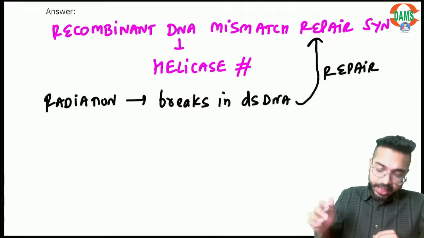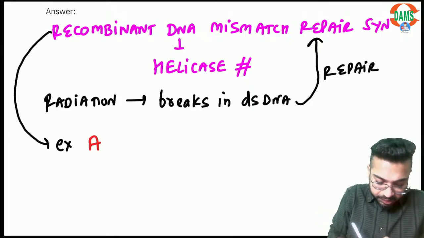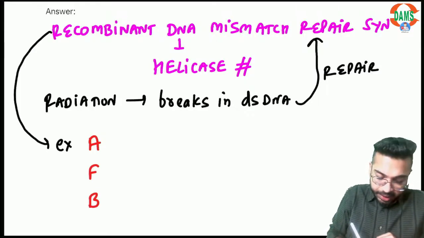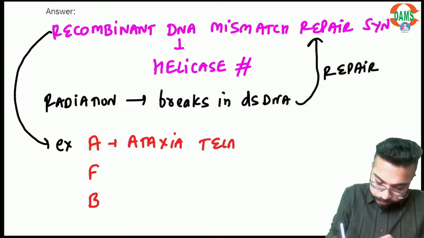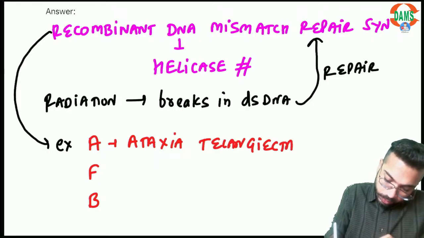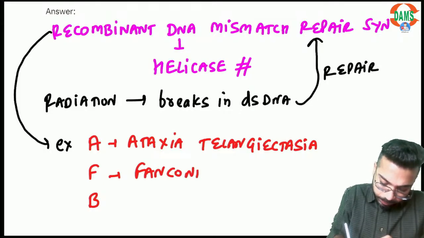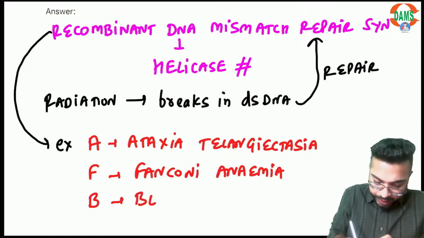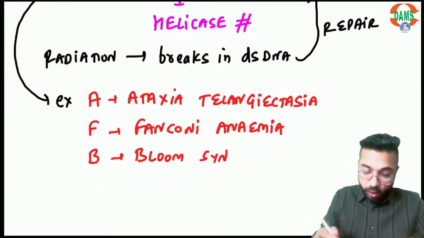And if there are DNA repair syndromes, the important three main ones we discussed in class are AFB. A for ataxia telangiectasia, F for Fanconi anemia, and B for Bloom syndrome. This is a direct question from Back to Basics. We discussed the AFB mnemonic, and Bloom syndrome is a DNA repair syndrome.